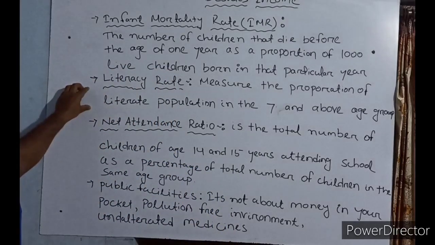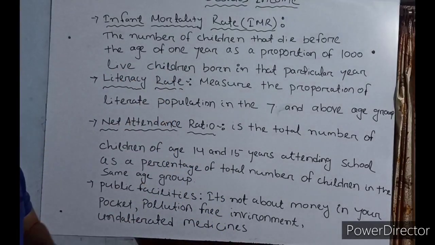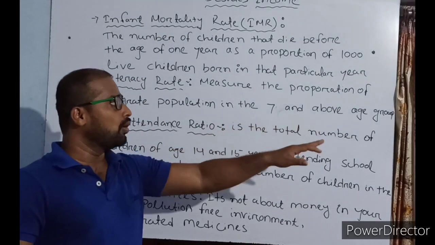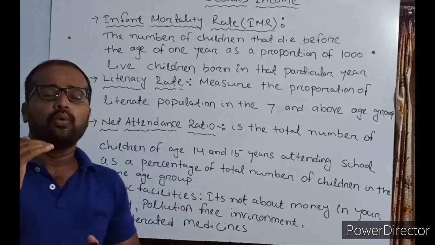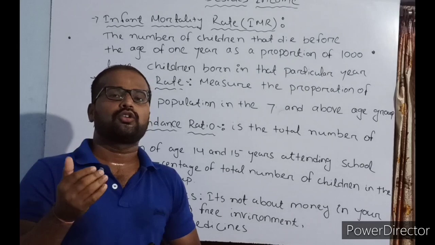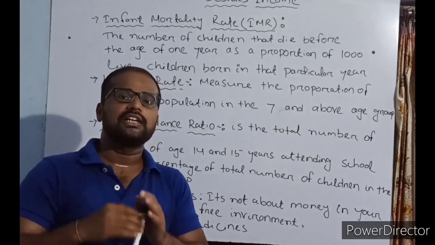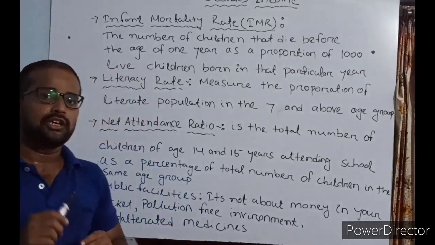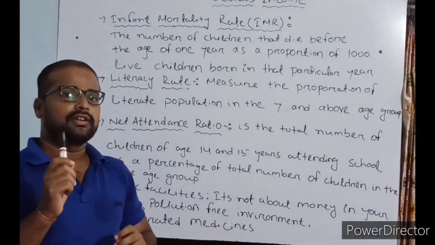Second thing is literacy rate, which measures the proportion of literate population in the age group of 7 and above, meaning whoever is aged 7 or more, whether he is literate or not. How much percentage of the population is literate is also an important consideration while determining whether the country is developed or not.